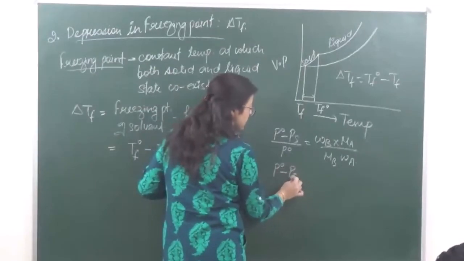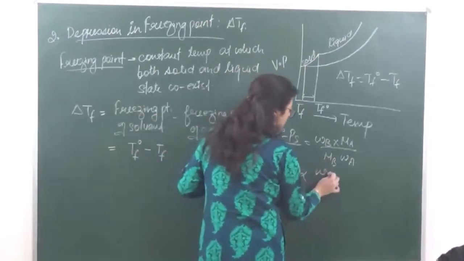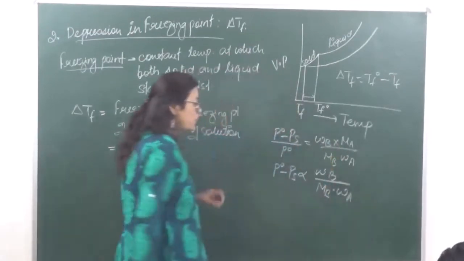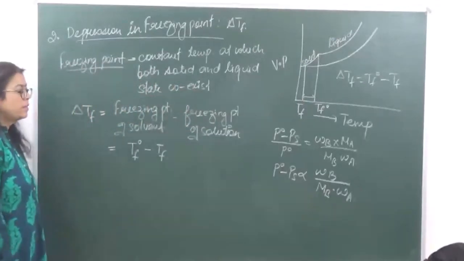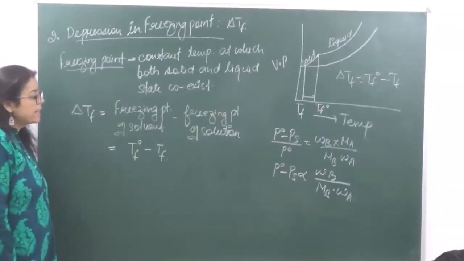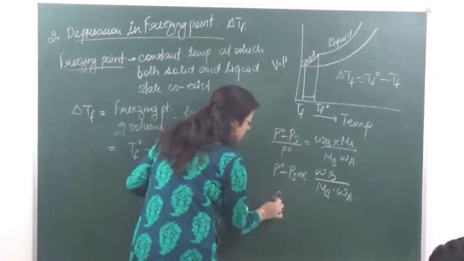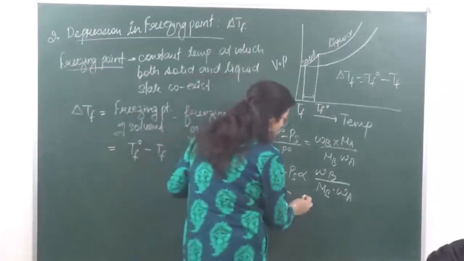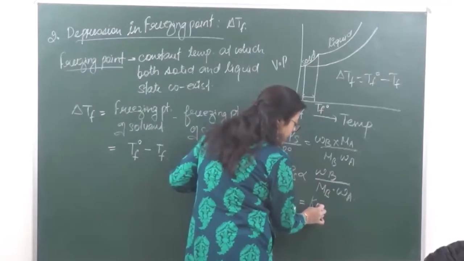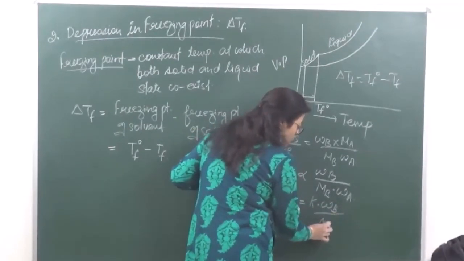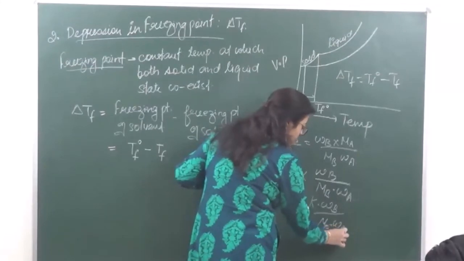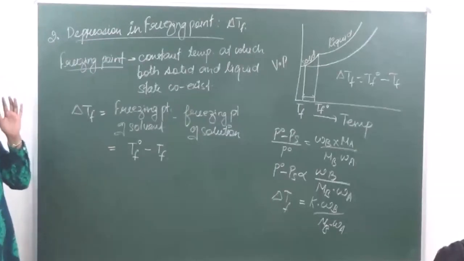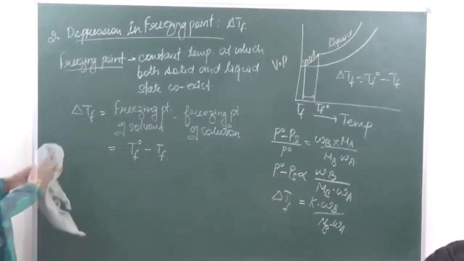So over here what will we get? P naught minus Ps is directly proportional to Wb upon Mb into Wa. And P naught minus Ps, that is delta Tf, is equal to K into Wb upon Mb into Wa. So again if we multiply this by 1000, then what will we get?